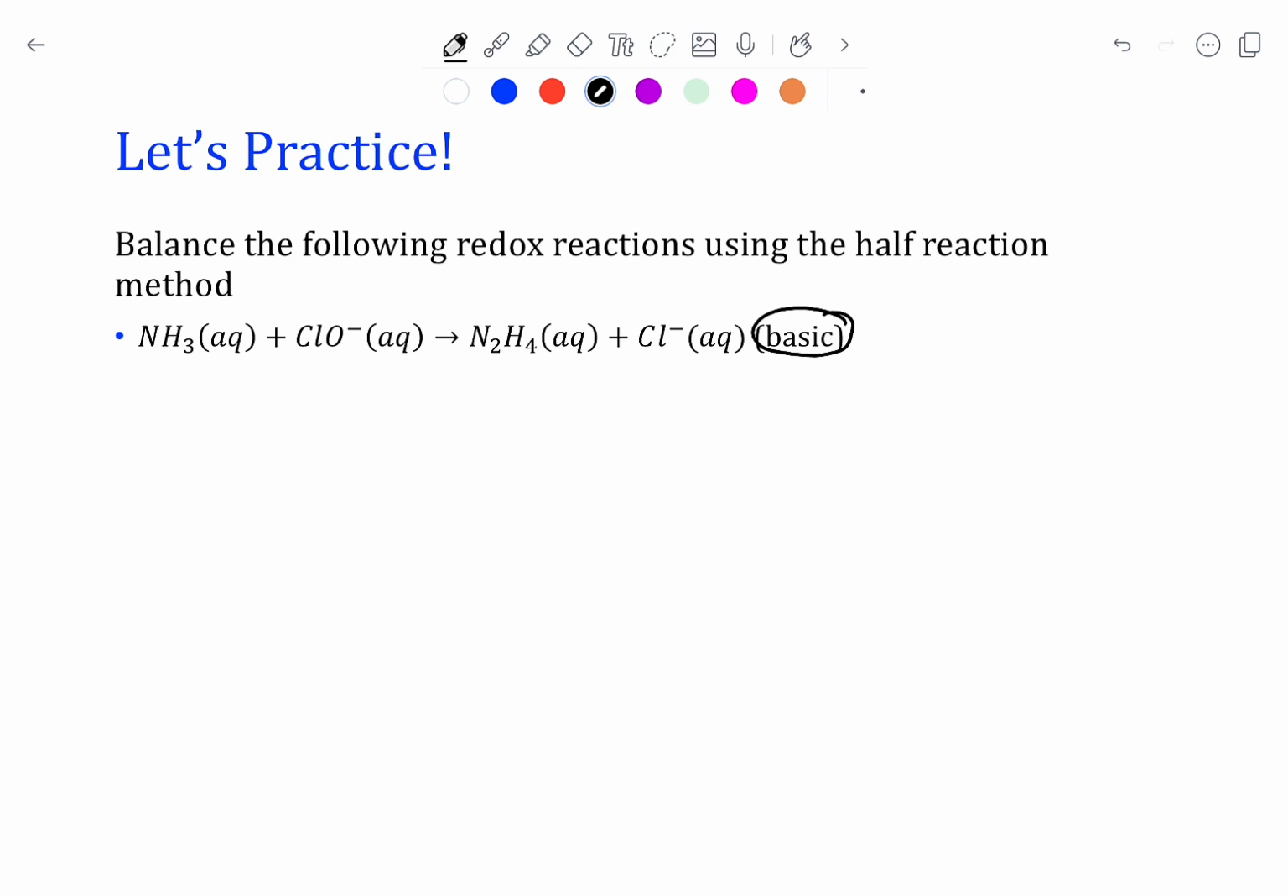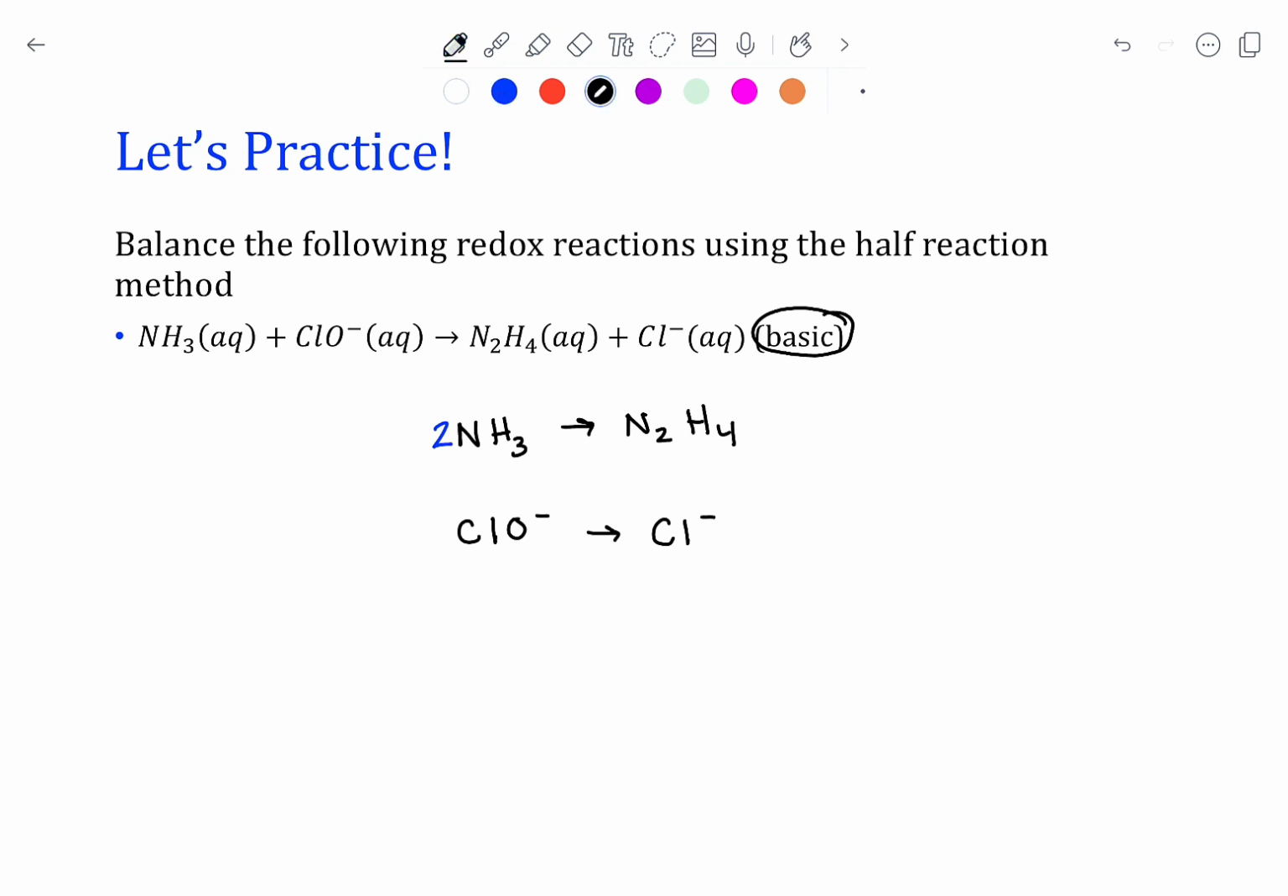Okay, our first step is to separate our two equations, our two half reactions. So we have NH3 going to N2H4, and then we have ClO minus going into Cl minus. So we need to double check that all of our reactants are balanced except for hydrogen and oxygen, meaning we need a 2 in front of our nitrogen, and other than that, everything else is balanced.